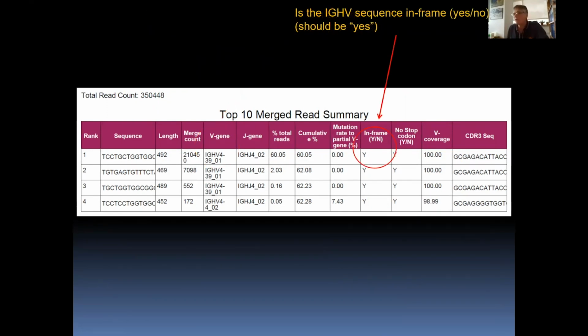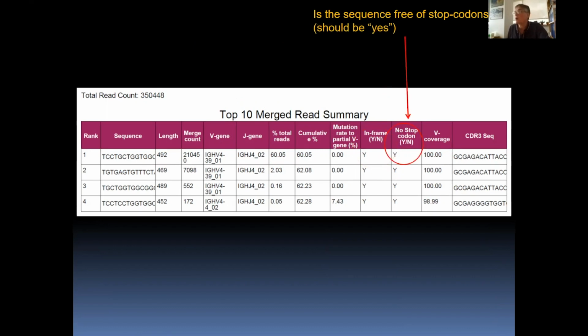You get also the J fragment. It tells you also whether the sequence is in frame or out of frame. Only in frame productive alleles should be considered for hypermutation analysis. So here it's in frame, that's good. There are no stop codons, meaning this is a fully productive allele.